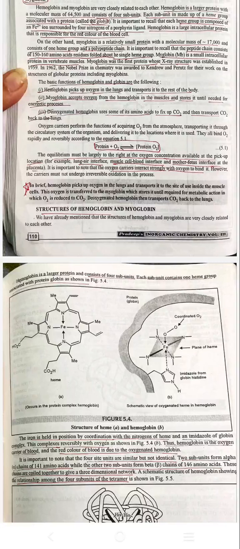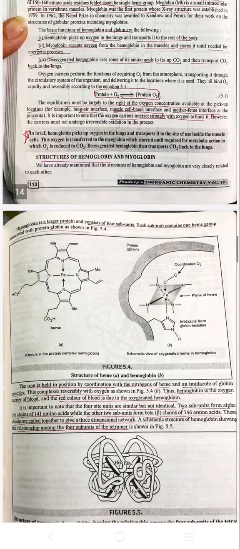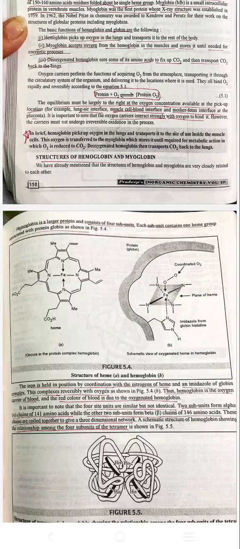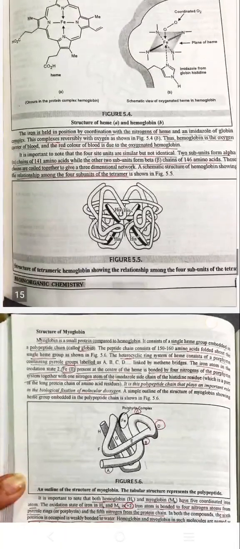We have already mentioned that the structures of hemoglobin and myoglobin are very closely related to each other. Hemoglobin is a large protein and consists of 4 subunits. Each subunit contains one heme group associated with the protein globin. The iron is held in position by coordination with the nitrogens of heme and an imidazole of the globin complex. This complex binds reversibly with oxygen. Thus, hemoglobin is the oxygen carrier of blood, and the red color of blood is due to the oxygenated hemoglobin.